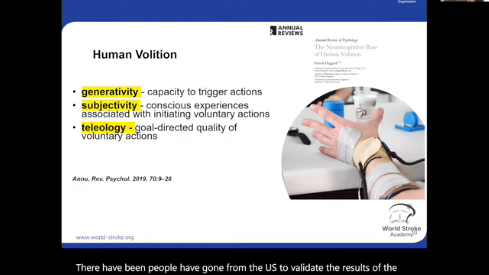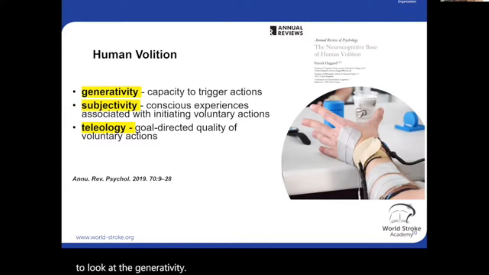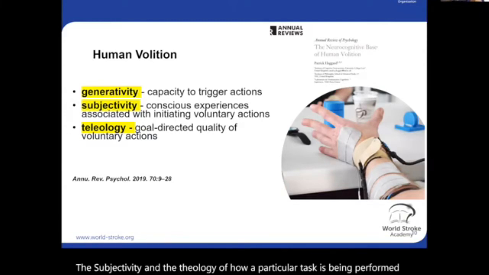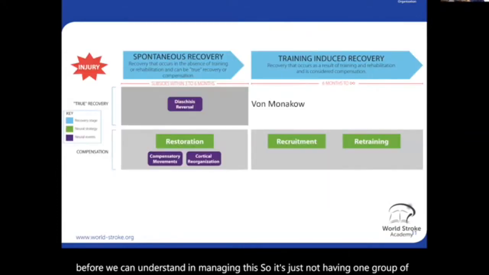Now, to understand a grasp action in the upper limb especially, you need to understand human volition. So here's where, if you start reading, you need to look at the generativity, the subjectivity, and the teleology of how a particular task is being performed before we can understand how to manage this. So it's not just having one group of muscles reducing the tone, but the overall objective of producing volition. I think that's important.